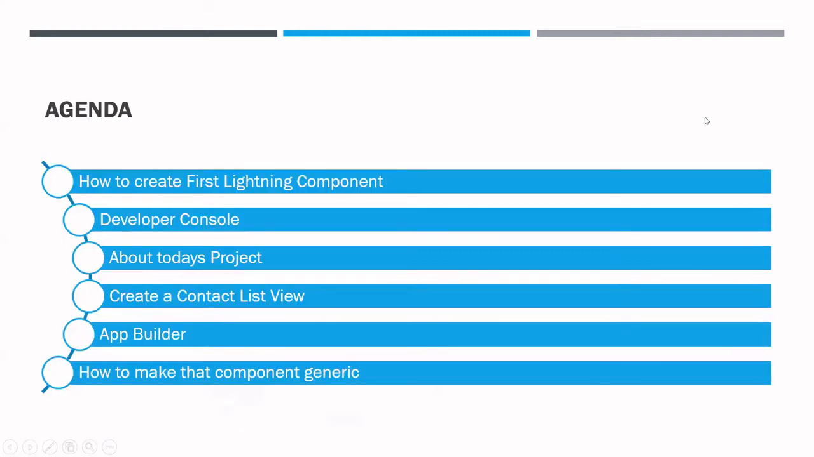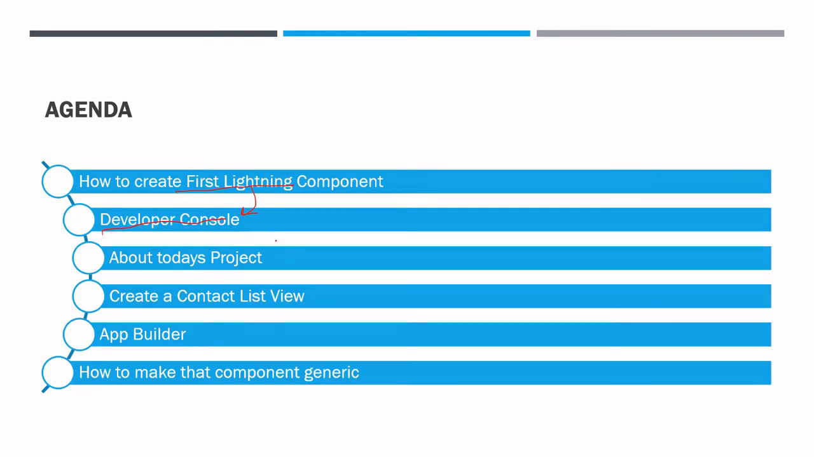So let's talk about the agenda first. In this video, we will try to create our first Lightning component. We will see how we can create it using your developer console. In today's video, I will only show you how we can create it with the help of the developer console. In further sessions, we will show how we can create it through other IDEs like SFDX, Visual Studio Code, and others.